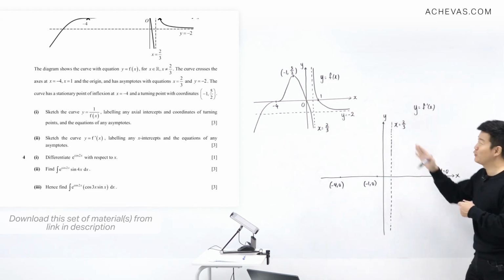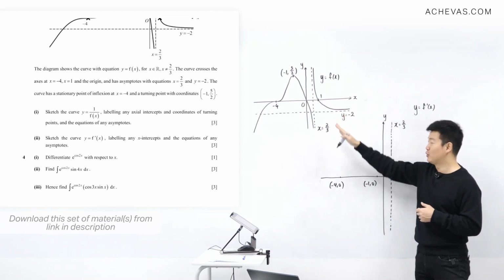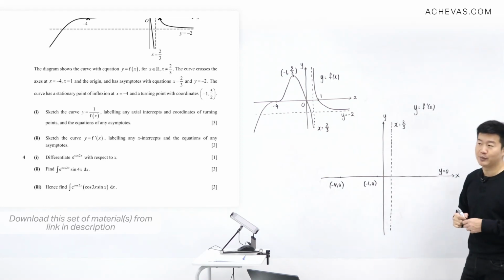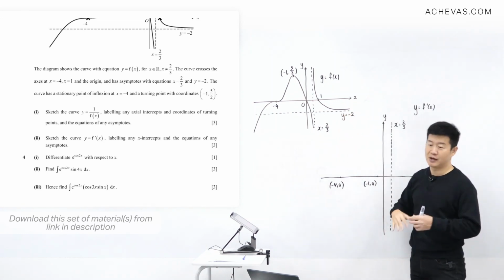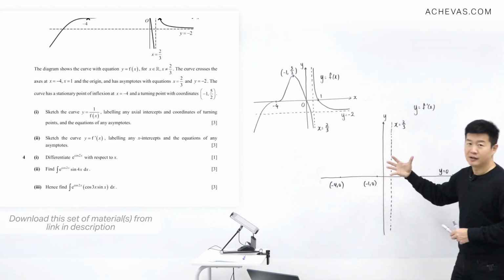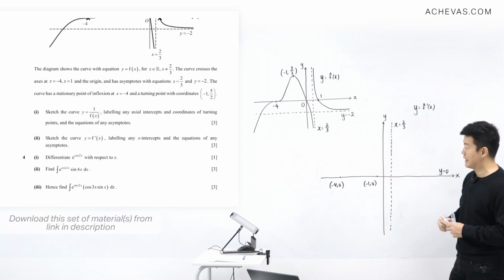So I should have started off with the asymptotes first, which I didn't, but now I'm going to do it first. Then after that, I'll look at the points where f prime x is equal to 0, which is these 2 points here, if I'm going to be following the strategy that I've discussed on Achevas TV. And the next step is to look at whether we are looking at parts of the graph that are of positive gradients or negative gradients, because that will tell us whether I'm going to be working on positive y coordinates or negative y coordinates.